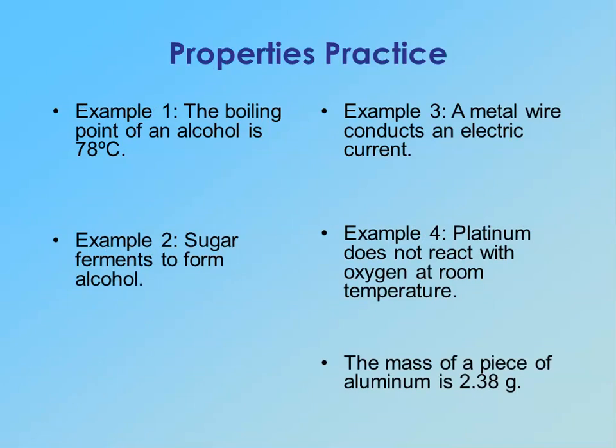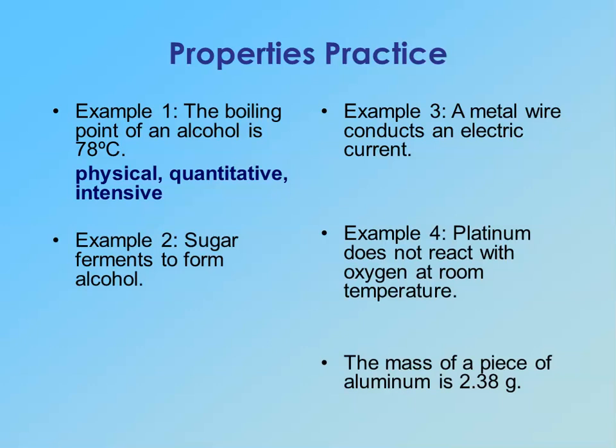So the boiling point of alcohol is just changing it from a liquid to a gas. It's still the alcohol. That would be a physical property. Because it is a numerical value, it would be a quantitative property. And because it does not depend on how much of the substance you have to get that boiling point, it would be considered an intensive property.